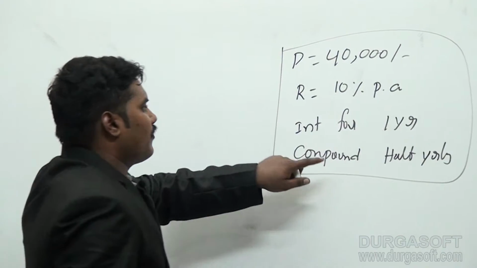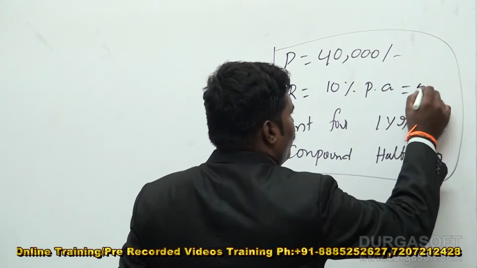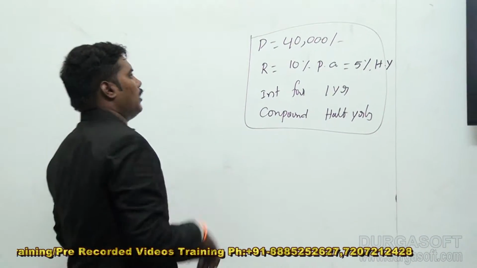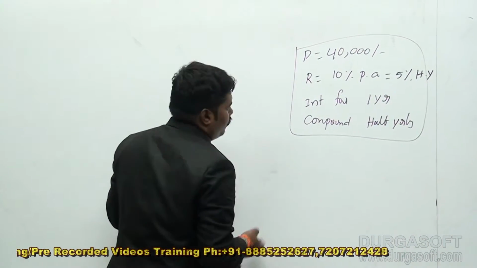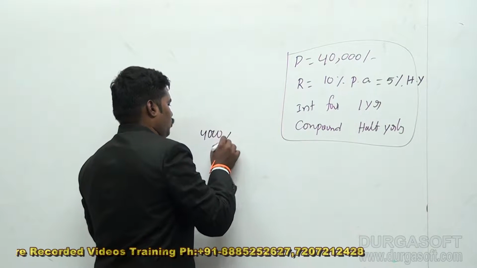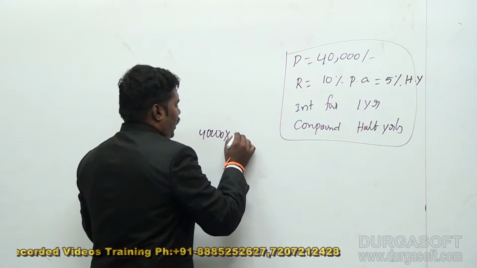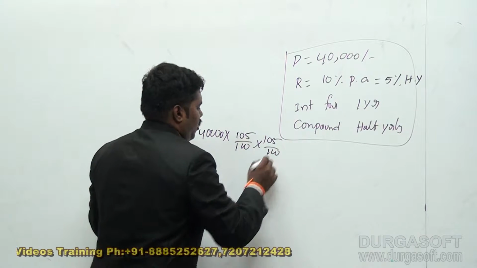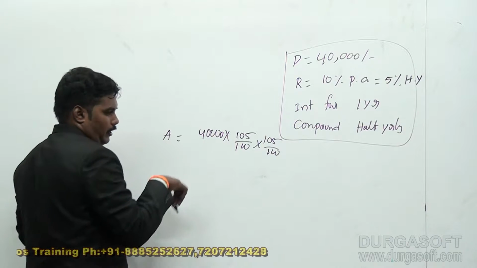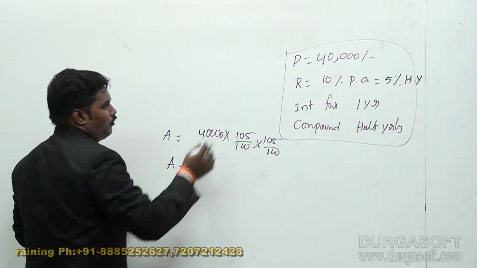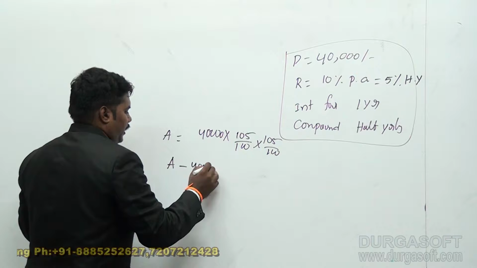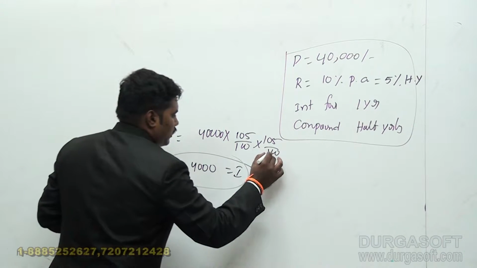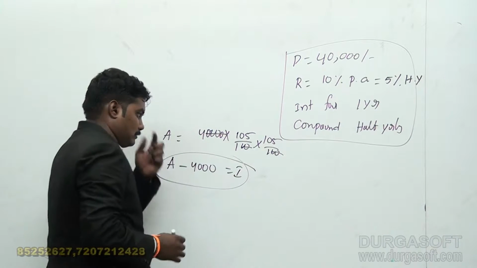Compounded half yearly. That's why the rate of interest is equal to what? 5% for half year. Okay, when you convert that directly, you get 40,000 into 105 by 100 into 105 by 100. This is the amount after 1 year. When you subtract the principal, 40,000, from the amount, you can get the interest.